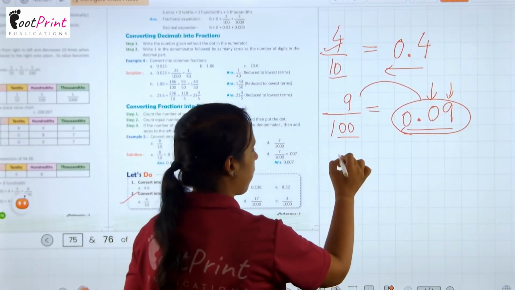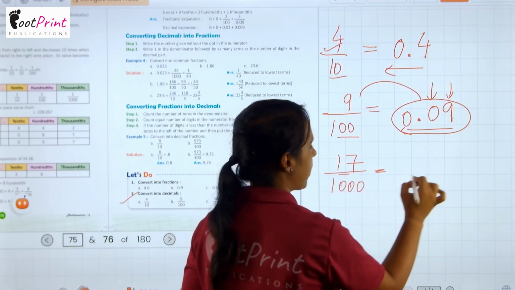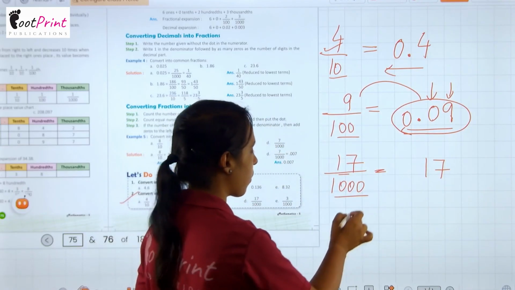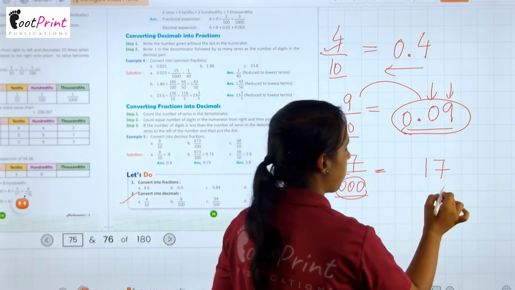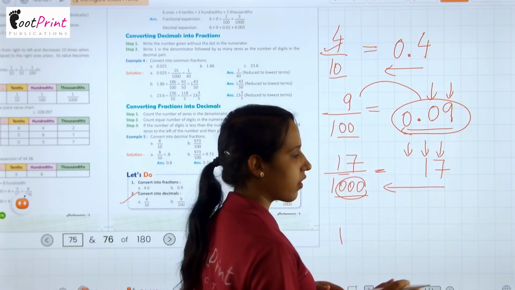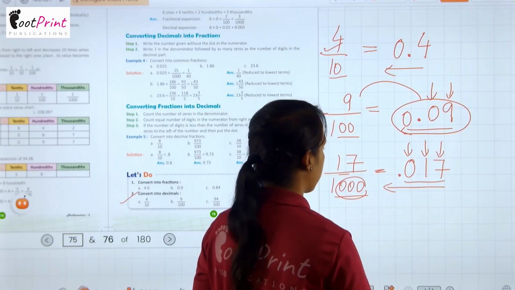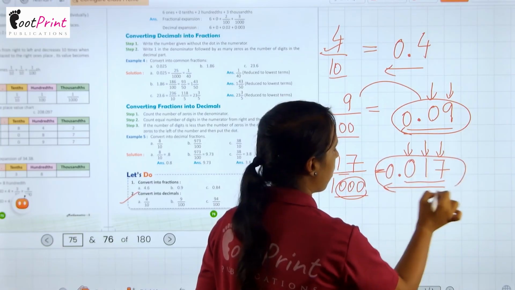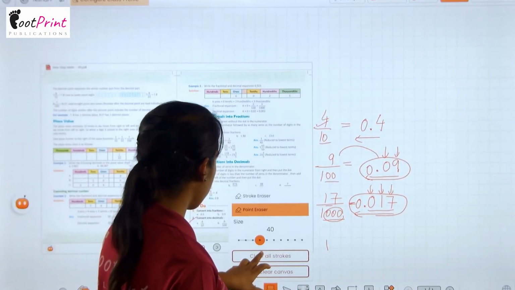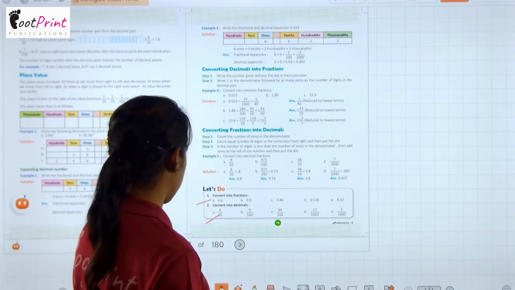Then we have 17 upon 1000. Okay, so first we take the number, then we count zeros. There are 3 zeros. So count from the right: 1, 2 and 3. In the third place we don't have any digit, so we take 0 and we put the decimal after 3 digits. So we get 0.017. In the same way you can solve the other questions. Okay, now move to the next.